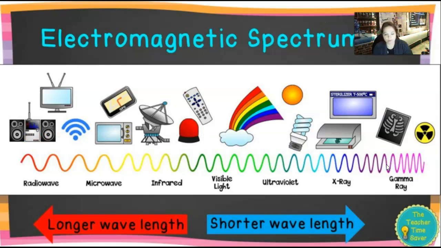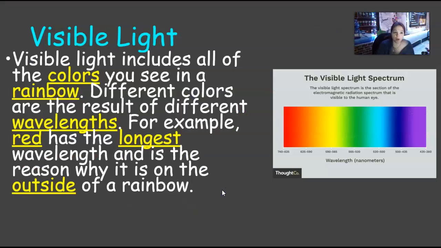All right, 2 different ways you can see the electromagnetic wave. So looking at this, on this side we have the longer wavelengths, and on this side we have the shorter wavelengths, and you can see right here, just this little tiny sliver is visible light. Visible light includes all the colors you see in a rainbow. Different colors are the result of different wavelengths. The bigger the wavelength, this side, the shorter this side, and all the other colors in between. For example, red has the longest wavelength and is the reason why it is on the outside of the rainbow, just like violet is on the inside of the rainbow.